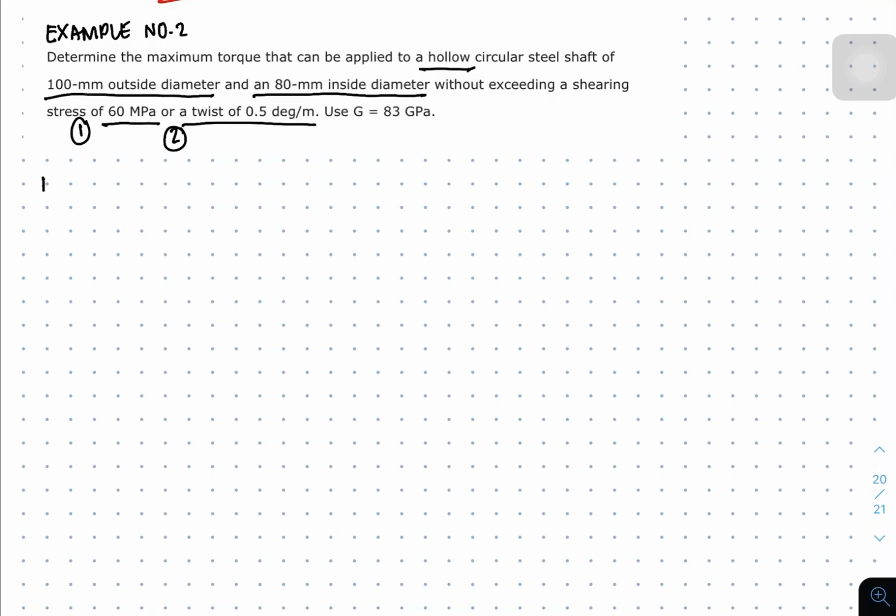So first condition, we need not to exceed the maximum shearing stress, which is 60 MPa or Newton per square millimeter. Next, we have the angle of twist, which must be equal to or less than 0.5 degree per meter. Remember, this is a hollow circular steel shaft, so there is an available formula for the polar moment of inertia. First we need to solve under the first condition.